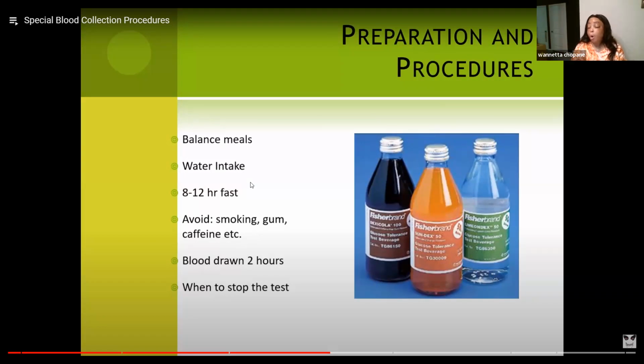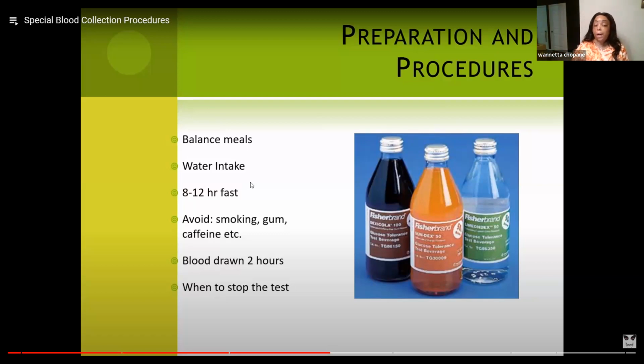They should not go on the smoke break within those 2 hours, because after they have already drunk the drink, they're literally waiting 2 hours to see how well the body tolerated it, period. So they don't need any type of interference, no gum, no coffee, nothing, until after the blood was drawn. Once the blood was drawn, they can go to IHOP, eat all the international pancakes that they want.